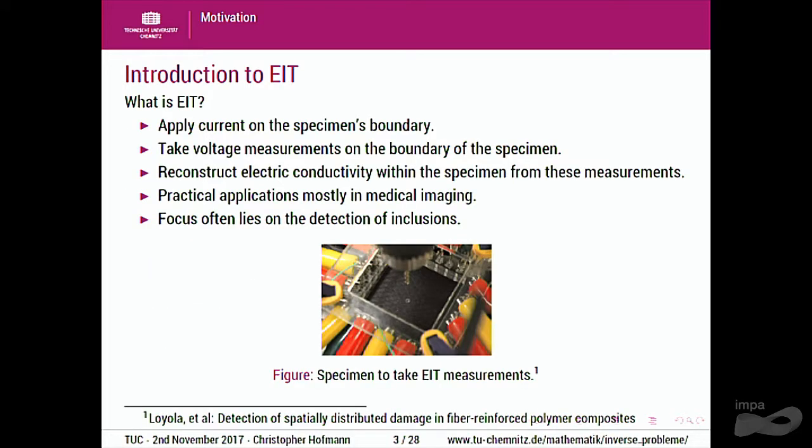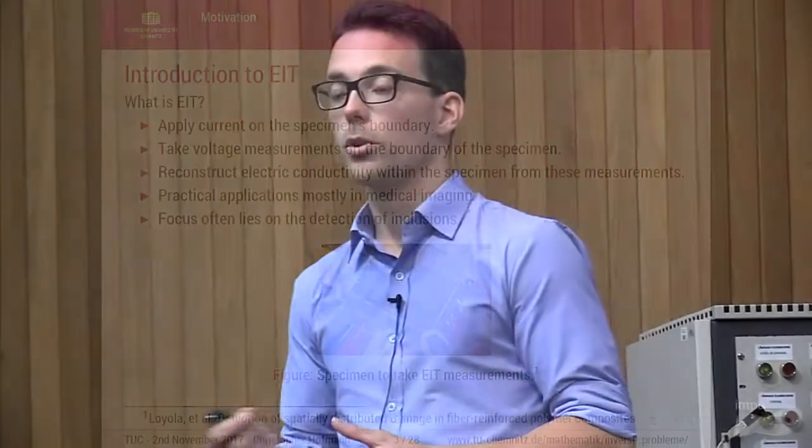First of all, what is EIT? As we've heard before, it is a minimally invasive technology. The idea is to apply current, or for most applications, it is desirable to apply current to the boundary of a specimen, and then afterwards measure voltages or potential differences. And the idea is to then reconstruct the electric conductivity within that specimen.